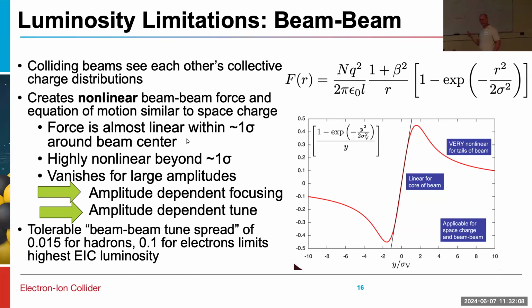If you have amplitude-dependent focusing in a machine, it changes what we call the tune of the machine. And we have to make sure that this tune spread, it's depending on amplitude, does not exceed certain values. Otherwise, again, we can't find a way to operate the machine, and we would lose these particles.